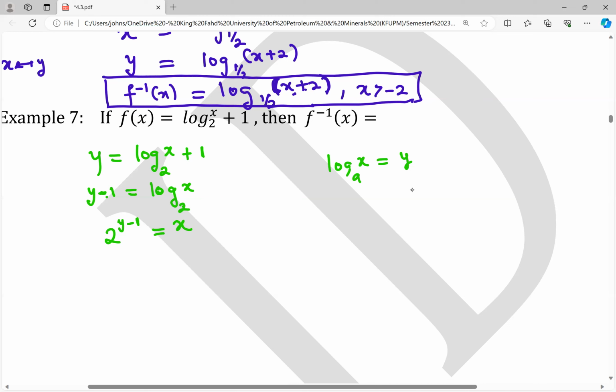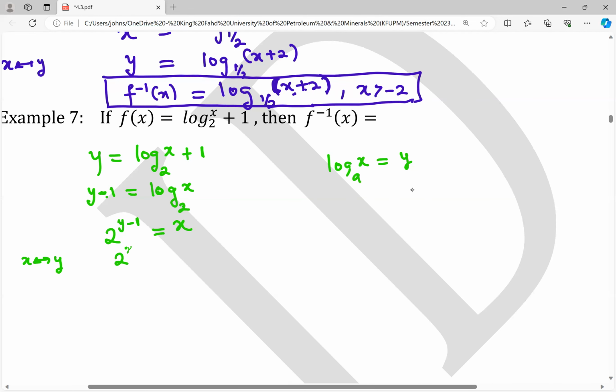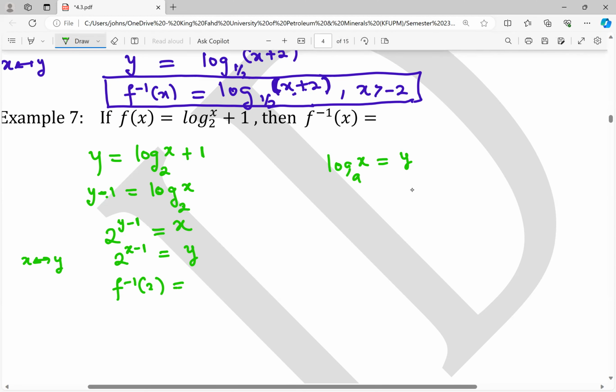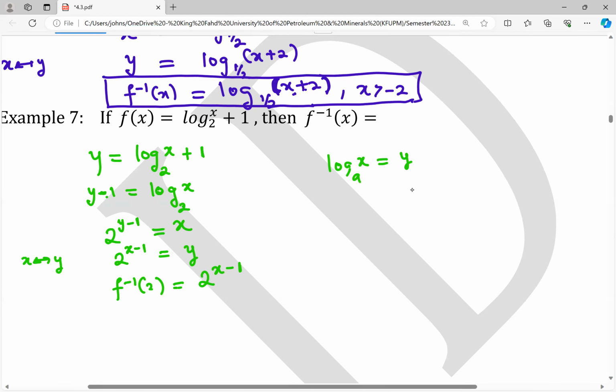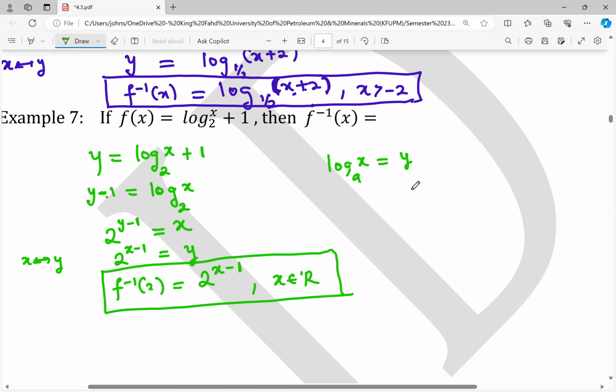So now at this stage, we have to interchange x and y. So it means that 2 to the power x minus 1 equals y. And that is our f inverse. So we can conclude that f inverse of x is nothing but 2 to the power x minus 1. And what will be the domain here? This is an exponential function. The domain is the whole of R. So this is fine.